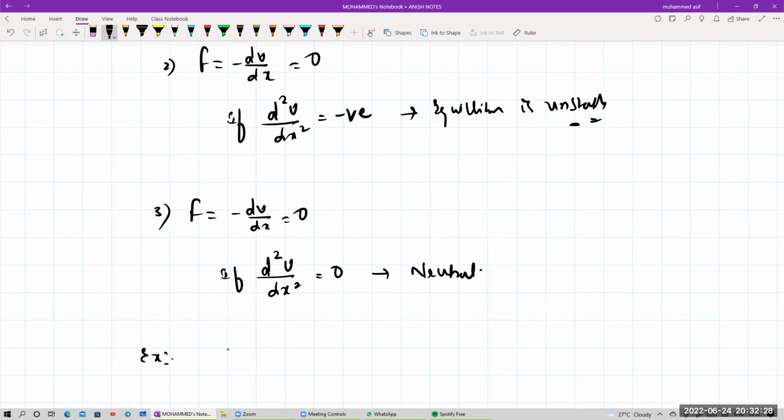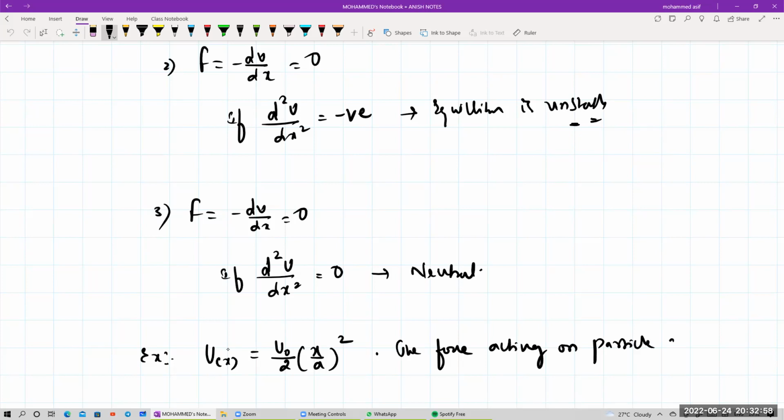Sure. Let's say for example, I'll give you a question. Potential energy is given as a function of x: a particle is moving along the x-axis under a force with potential energy U equal to U naught by 2 into (x by a) whole square, where a and U naught are constants. So now the question is: what is the force acting on the particle? The force acting on the particle at x is equal to 0 is how much?